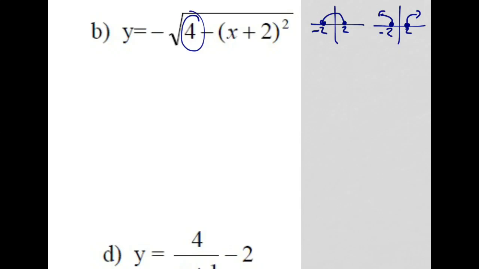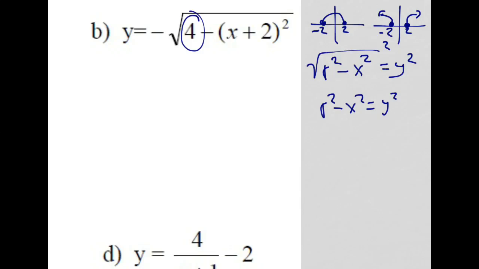So let's do a little math. The basic functions here are these two. If we look at this, we've got the square root of r squared minus x squared. That's the mother function we're dealing with here. So that's equal to y. Let's square both sides, and then we're going to get r squared minus x squared equals y squared. And if you remember your conic sections from last year, r squared equals y squared plus x squared is the equation of a circle. So we are in fact dealing with a semicircle, not the semi-hyperbola.